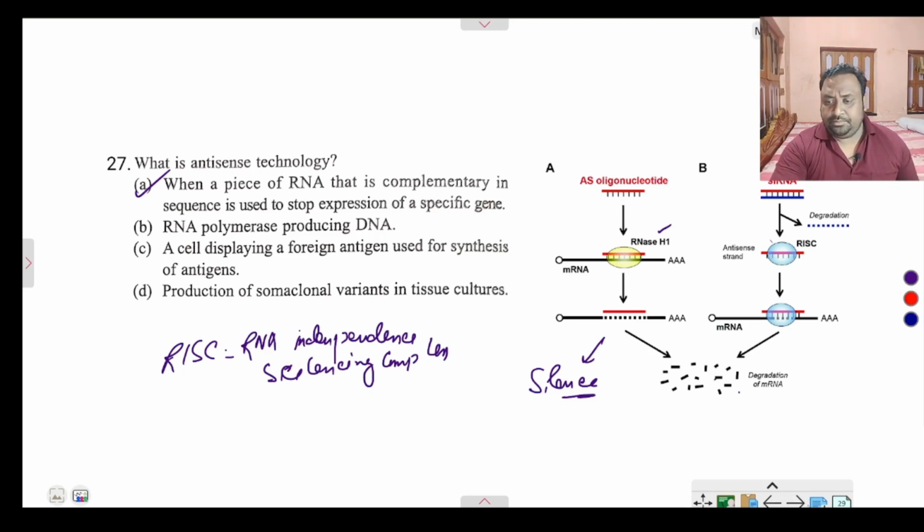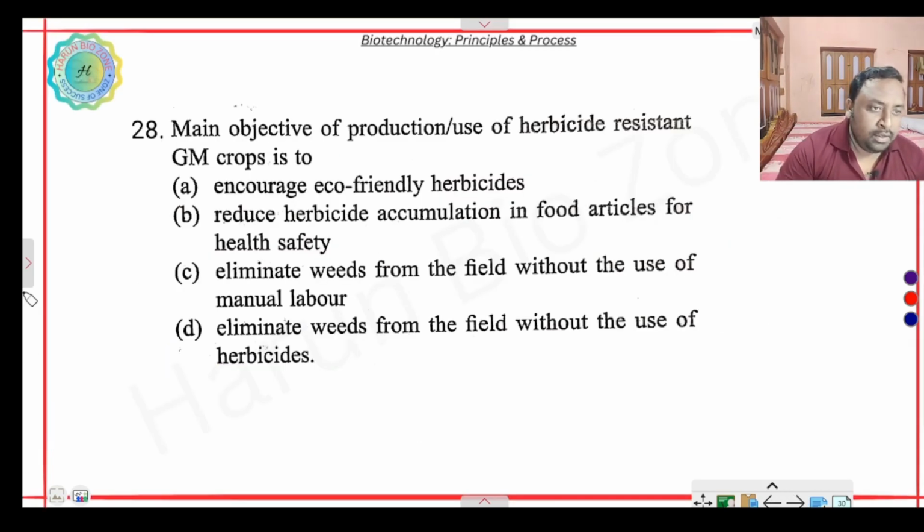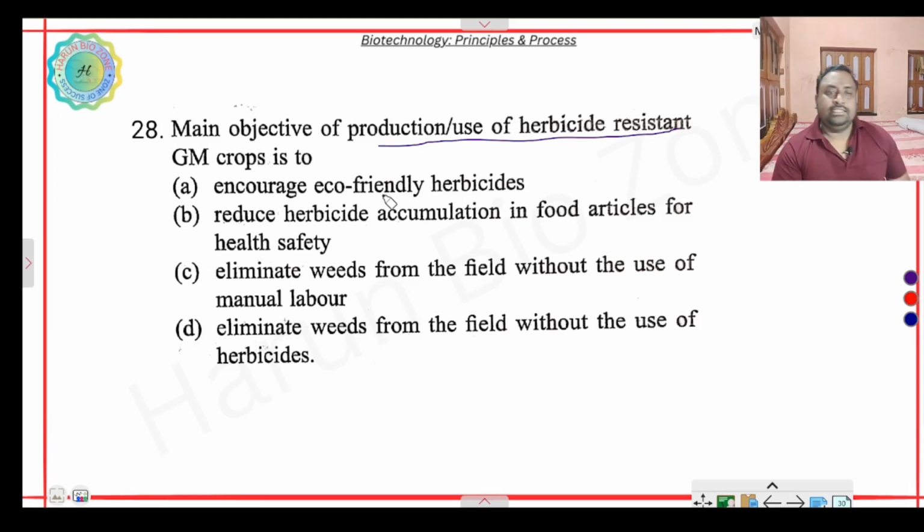Next question is: what is the main objective of production or use of herbicide-resistant GM crop? Herbicide or weedicide resistant GM crop. The objective of producing herbicide-resistant GM crops is not to encourage eco-friendly herbicide, because there is no eco-friendly herbicide. It is to reduce herbicide accumulation in food articles for health safety.